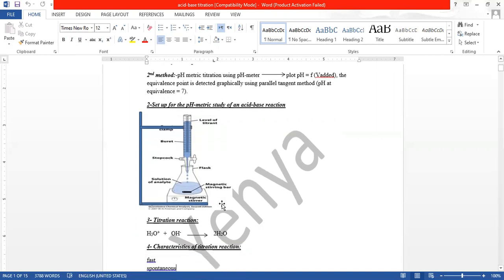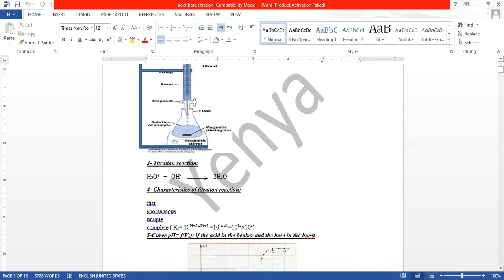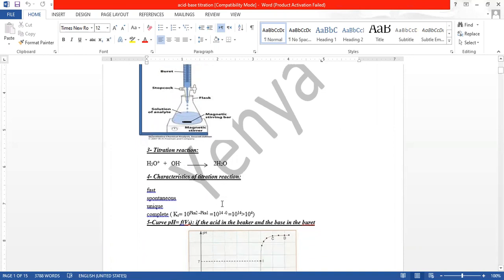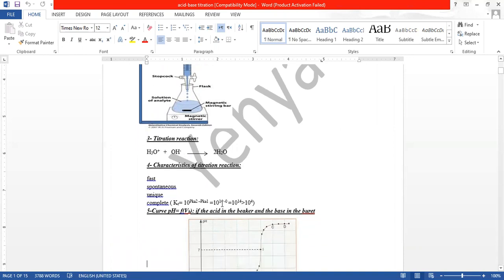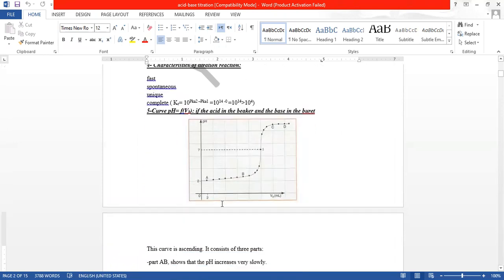The titration reaction between strong acid and strong base is written as H3O+ + OH− → 2H2O. The product is 2H2O. That's why the pH at equivalence is 7. The characteristics we talked about: fast, spontaneous, unique, and complete.